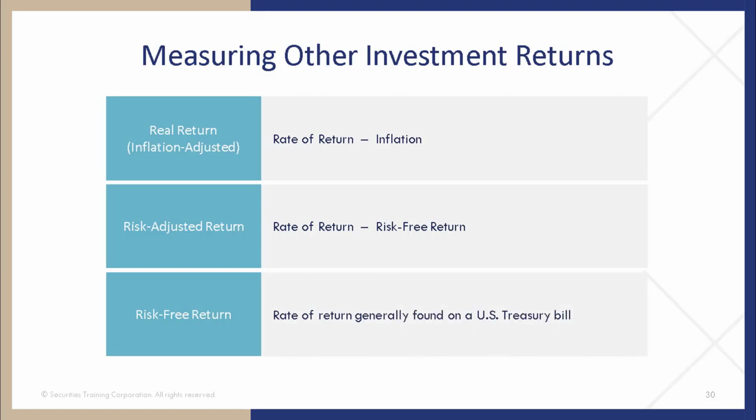The risk-free return is generally the return or rate found in treasury bills, which is a risk-free security because the U.S. government has no credit risk. So the example I used before of 2% was based upon a treasury bill rate of 2%. So if my return, let's say, was 10% and the treasury bill rate was 3%, my risk-free return would be the 3%. My risk-adjusted return will be the difference between 10 and 3, or 7%.